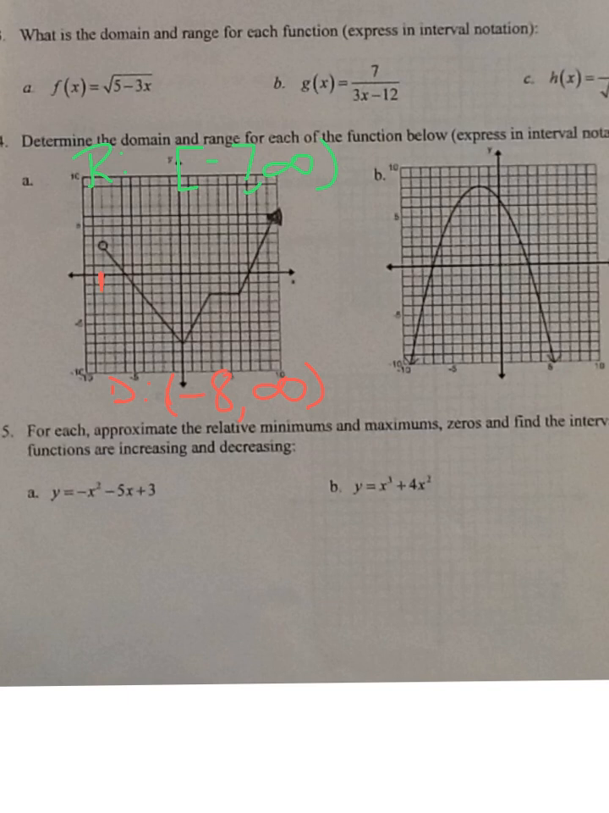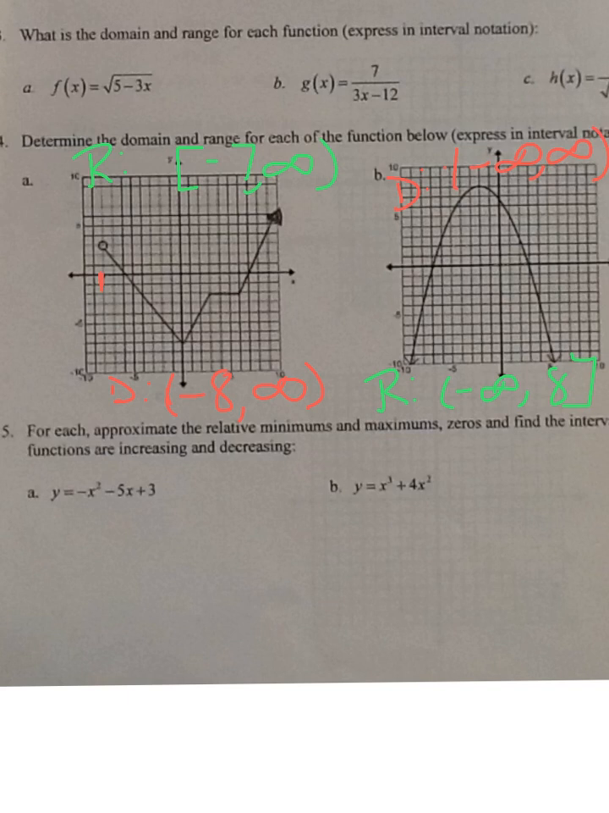Okay, let's take a look at B. My domain is from left to right. Now it keeps going down to the left, keeps going down to the right. That means it's from negative infinity to infinity because it's all real numbers. And the range is your up and down. So it's not going up past 8, but it keeps going down to infinity. So this is your range, negative infinity to 8 inclusive. Okay? Remember, infinity always gets a parenthesis.